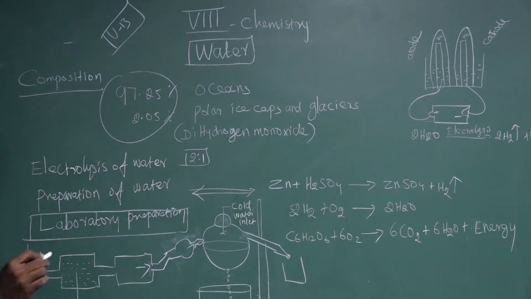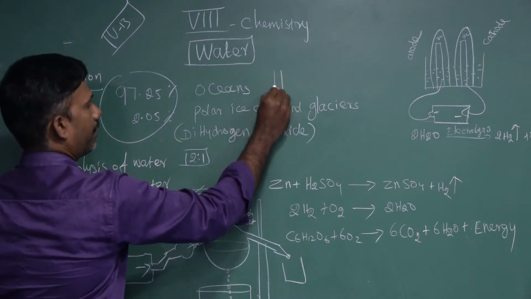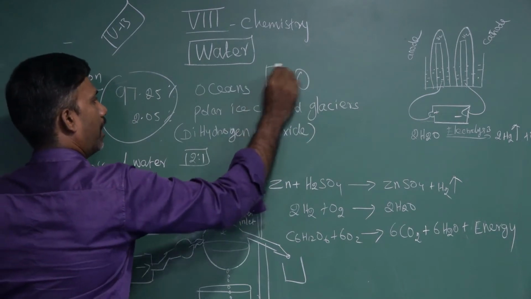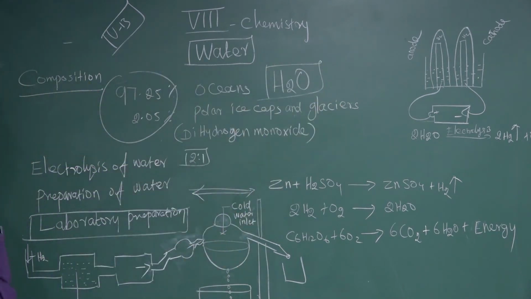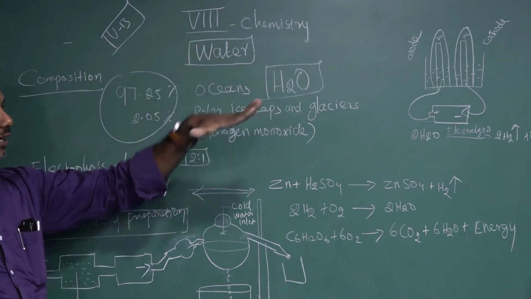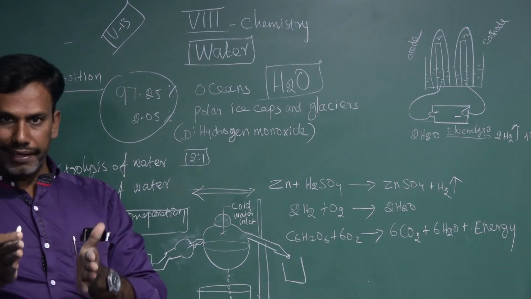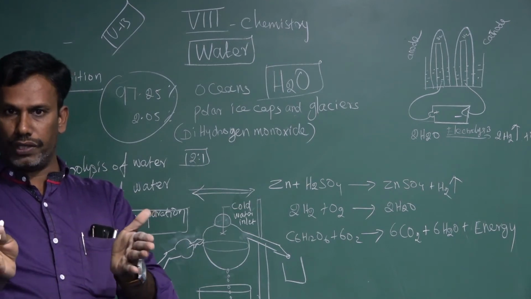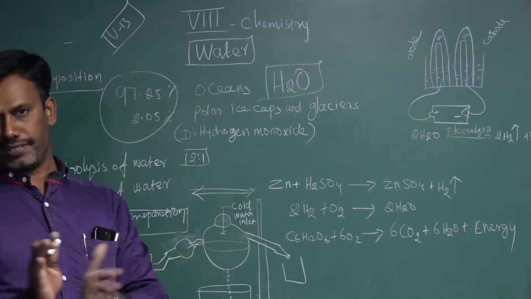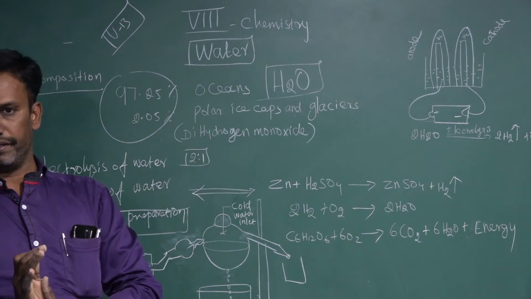Then the chemical name of water is dihydrogen monoxide. That's why we write the formula H2O. Then when current is supplied, it cleaves into hydrogen and oxygen. That process is called electrolysis. By applying current, we cleave the water into hydrogen and oxygen. That process is called electrolysis of water.